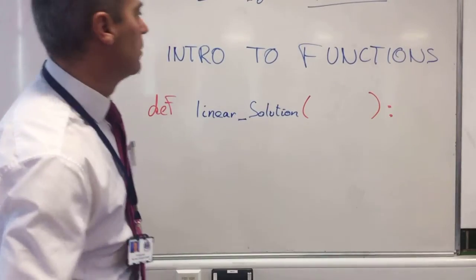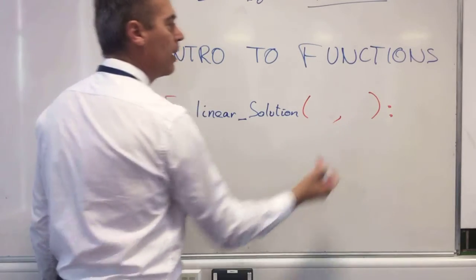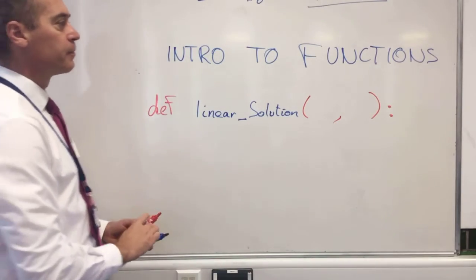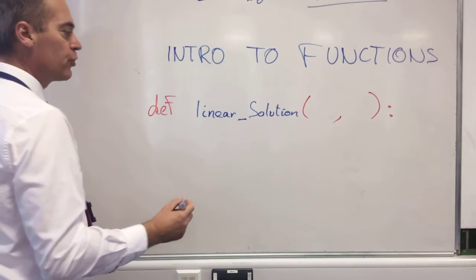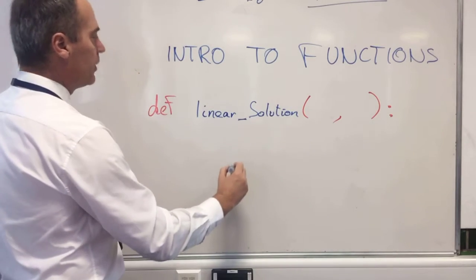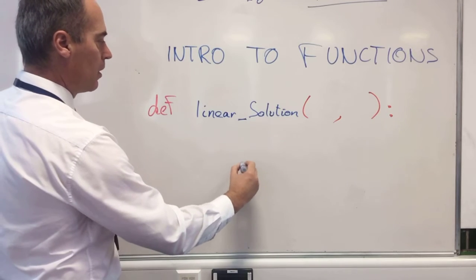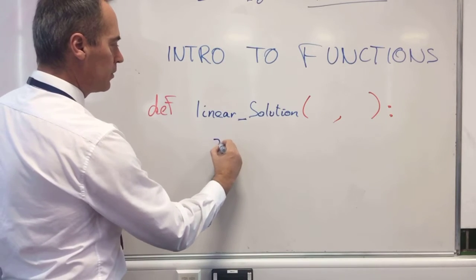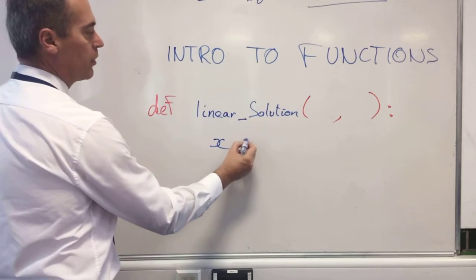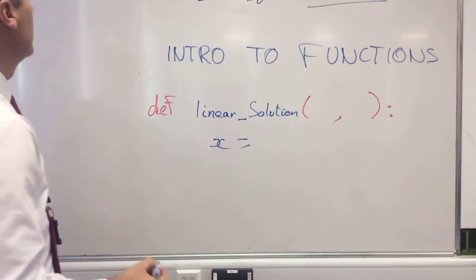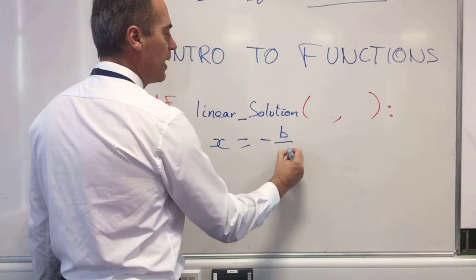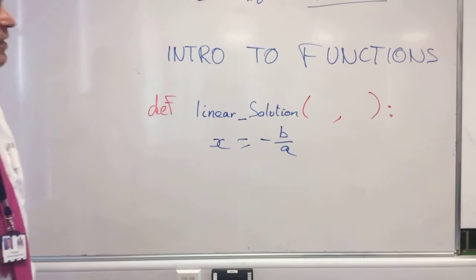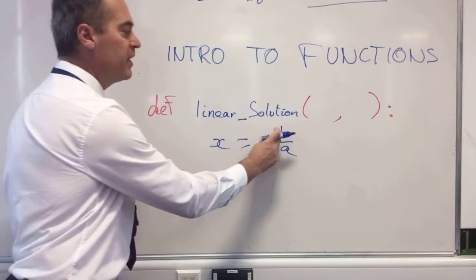I'm going to use two parameters, and we've already done it before the video. So the solution is going to be, let's say our variable, we're going to store it into a variable x. Our solution is going to be minus b over a. Now, that's all very pretty, but where does this b and a come from?